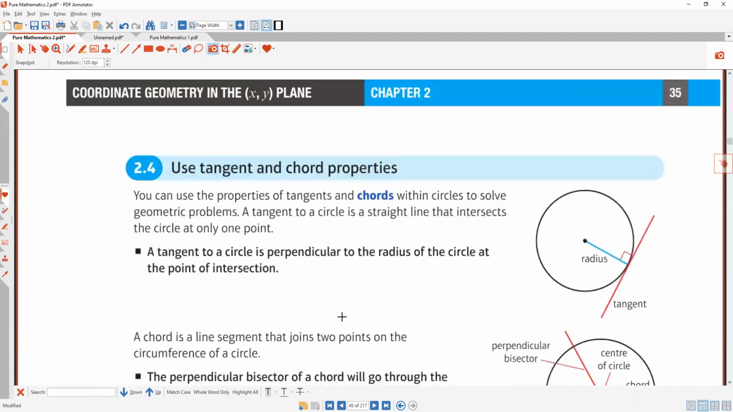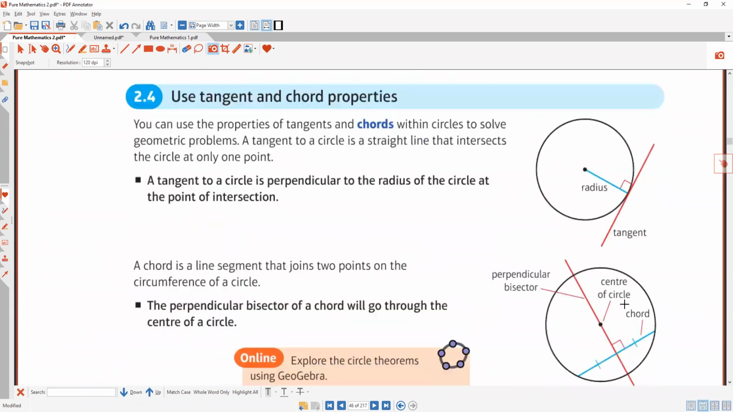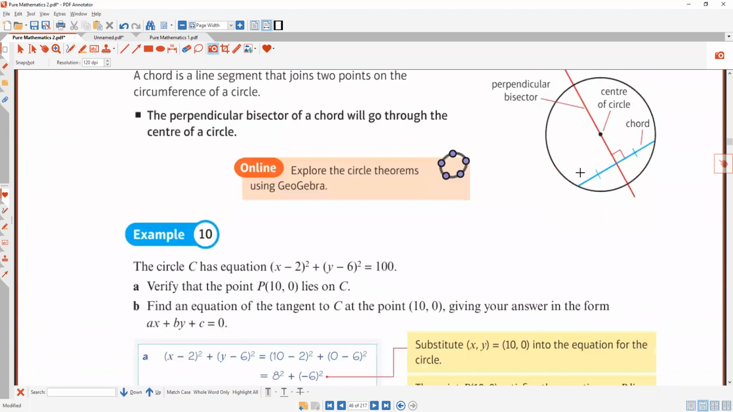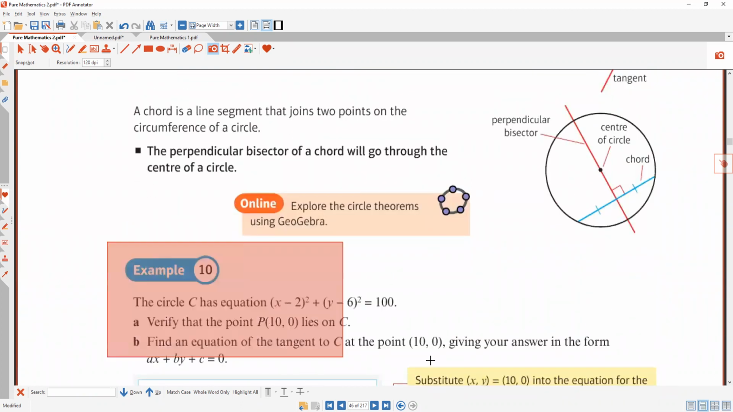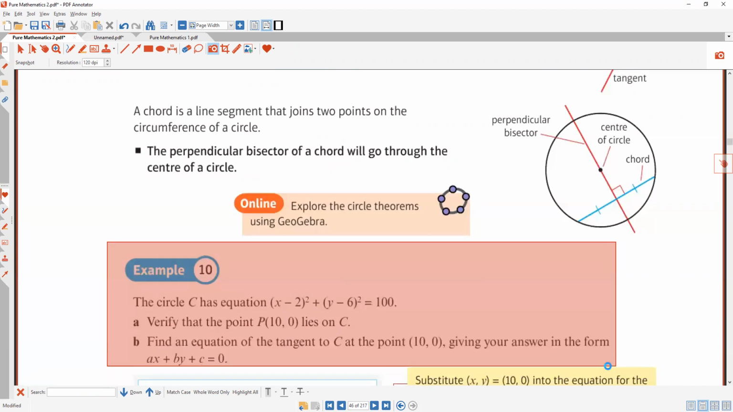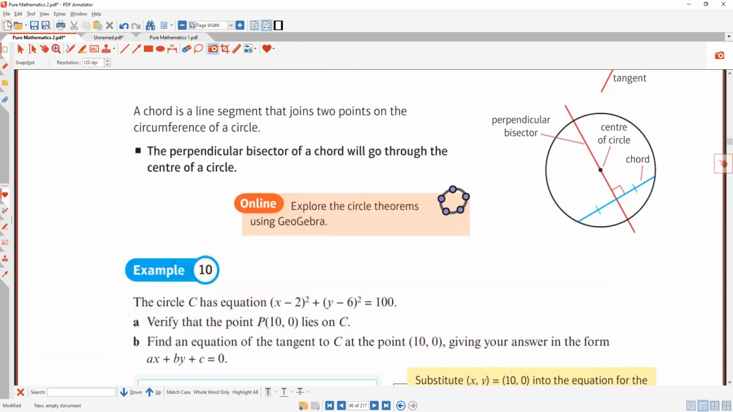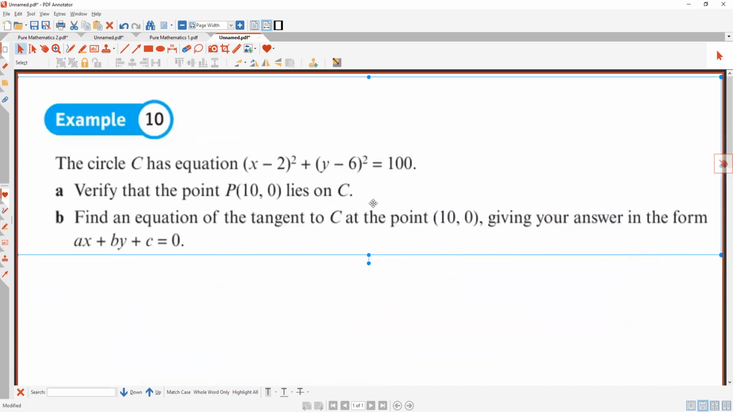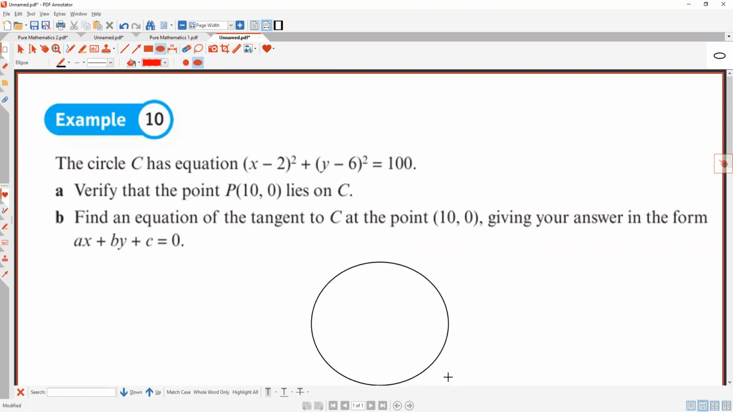Okay, for next time. I already taught you guys these things: perpendicular, bisector, radius, everything is taught to you all. Now let us start doing these questions. Example number 10. This chapter I have to keep on doing for some time before I can make up my mind. Now, the circle, they gave us the circle equation. Now look at the circle equation.